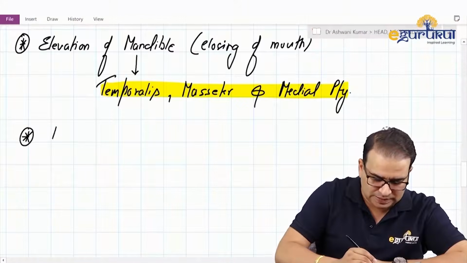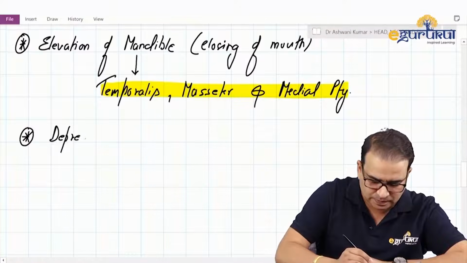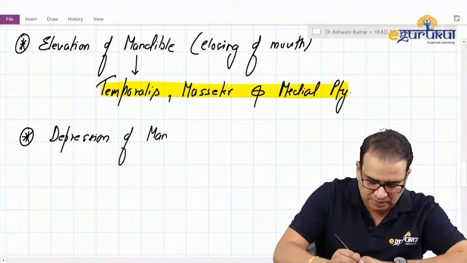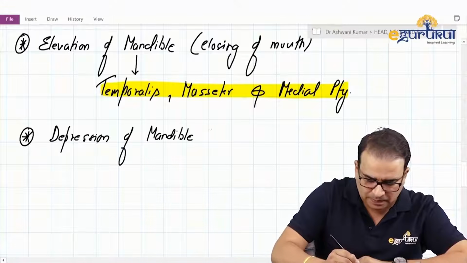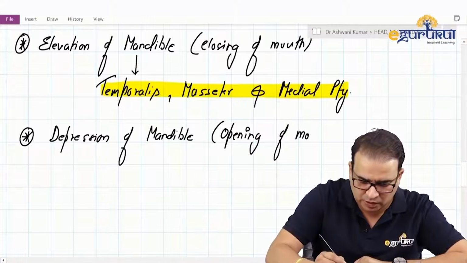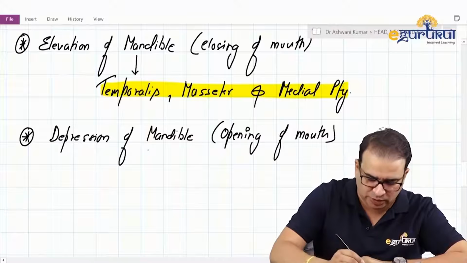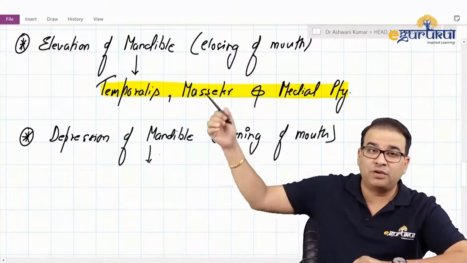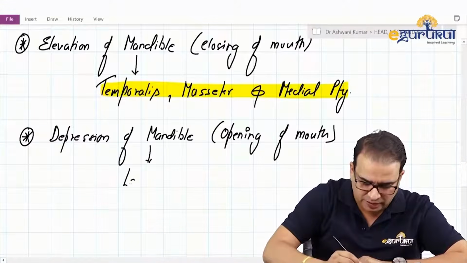The second movement is the depression. Depression of the mandible, or you can say opening. Opening of the mouth. Depression of the mandible or opening of the mouth is done by the muscle which we have not written here till now, that is the lateral pterygoid muscle.